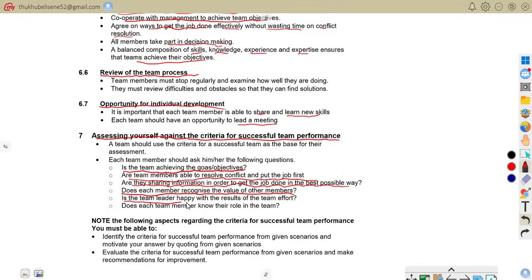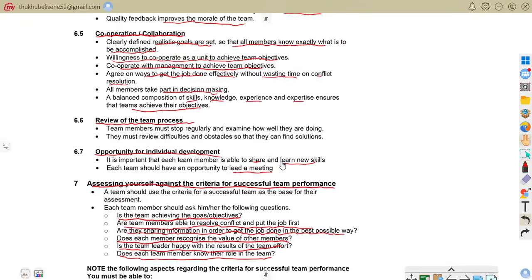Is the team leader happy with the results of the team effort? It is very important that each member asks himself, is our team leader happy with the output, with the results that the team produced? Does each team member know their role in the team? So these are the questions that each team member must ask him or herself.